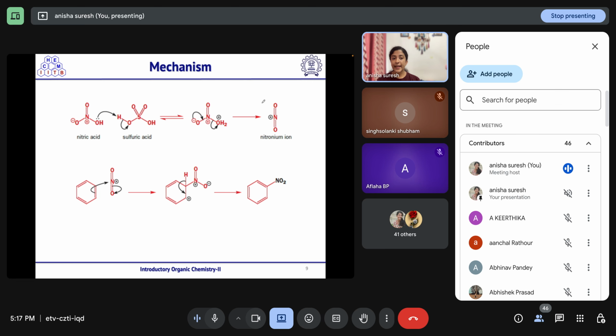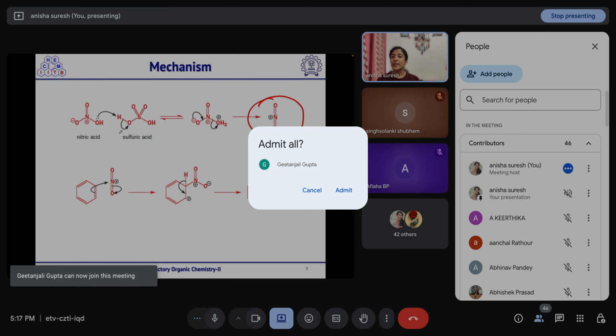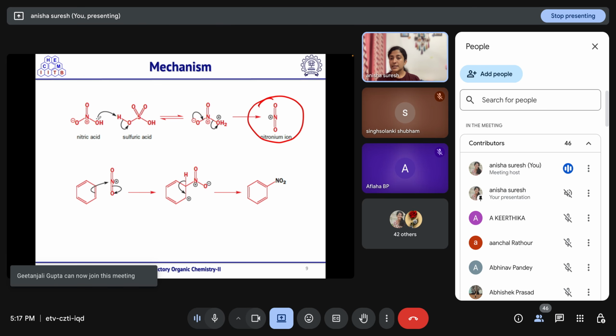So for the nitration reaction, the nitronium ion is the reactive intermediate. So how is this nitronium ion formed? In the nitration reaction, we use a mixture of nitric acid and sulfuric acid. So this lone pair of oxygen on the nitric acid will abstract the proton from sulfuric acid, resulting in the formation of this intermediate. And upon pushing this lone pair of electrons, a water molecule will leave and it will result in the formation of the nitronium ion, which is a reactive intermediate.